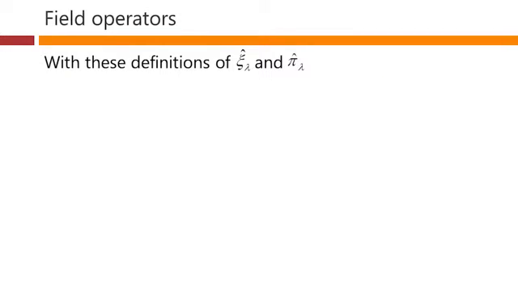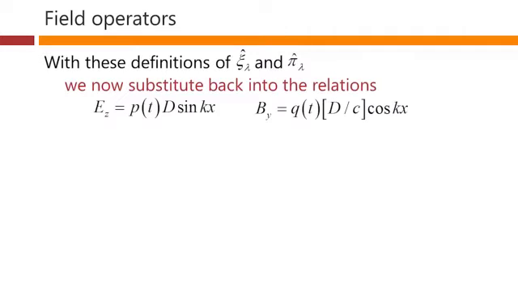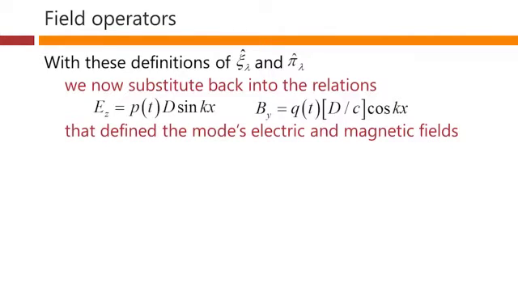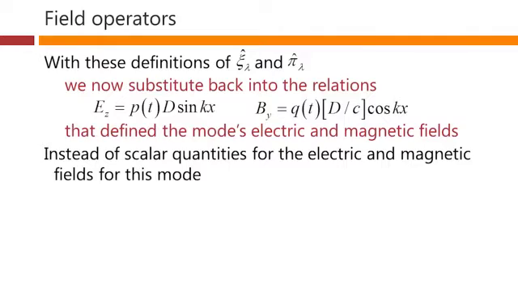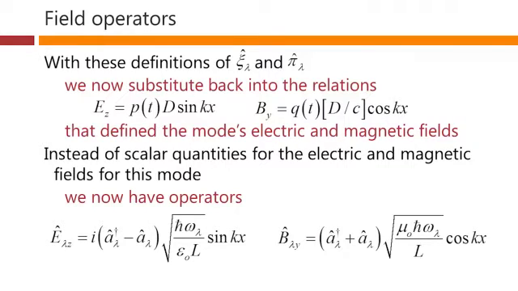With these two definitions we've just written down here, we can now substitute back into our relations for E and B that define the mode's electric and magnetic fields. Instead of scalar quantities for the electric and magnetic fields for this mode, we now have operators. So I've substituted using all the correct algebra and constants, but for the P here using the pi operator, and for the Q here using the Xi operator, both for this mode, lambda. So the P operator, becoming the pi operator, brought in this difference of the creation and annihilation operators, and the Q operator brought in the sum of those two operators.